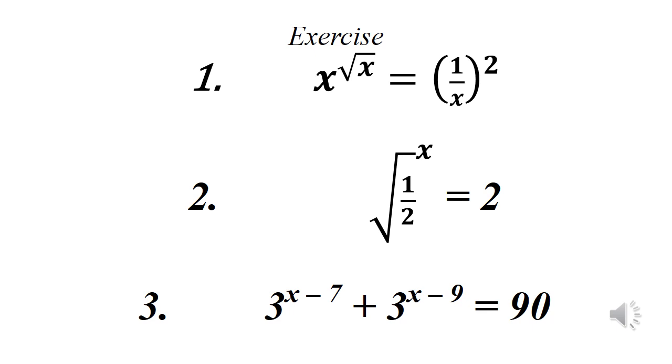So we have some exercises here. Question number 1: x raised to the power square root of x equals 1 over x raised to the power 2. Question number 2: square root of 1 over 2 raised to the power x equals 2. Question number 3: 3 raised to the power x minus 7 plus 3 raised to the power x minus 9 equals 90. We shall discuss all of these together in our next class.